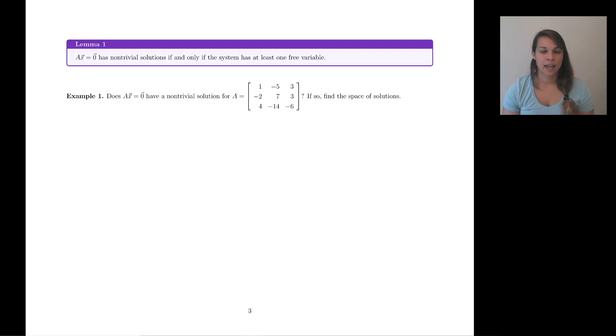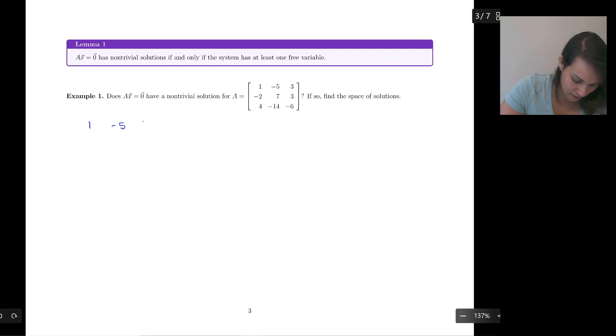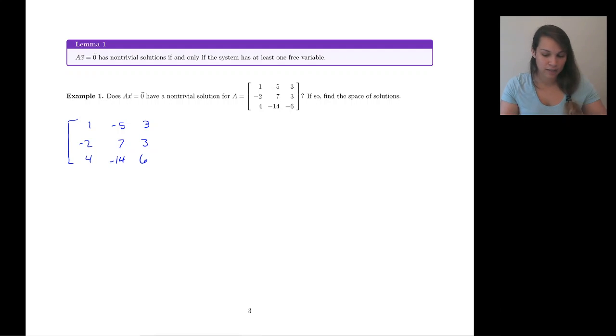So let's go ahead and move on to our first example. We have Ax equals 0 as our format, which means the only information I need to give you, because we have b, it's 0, and x is the variables, is what A is, and I can move forward trying to solve this. So we have A: it's 1, -5, 3, -2, 7, 3, 4, -14, and 6. And we can try and solve this equation, assuming it has a solution. And if we find the solution, we're going to find the space of solutions.